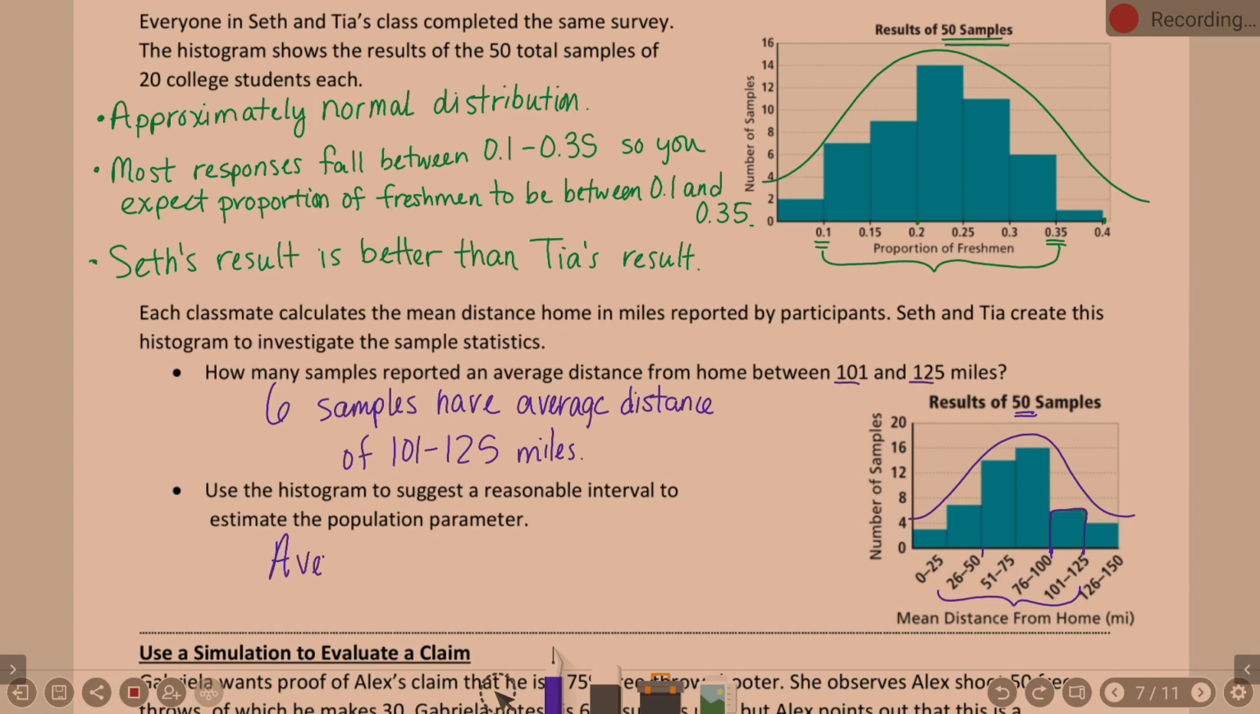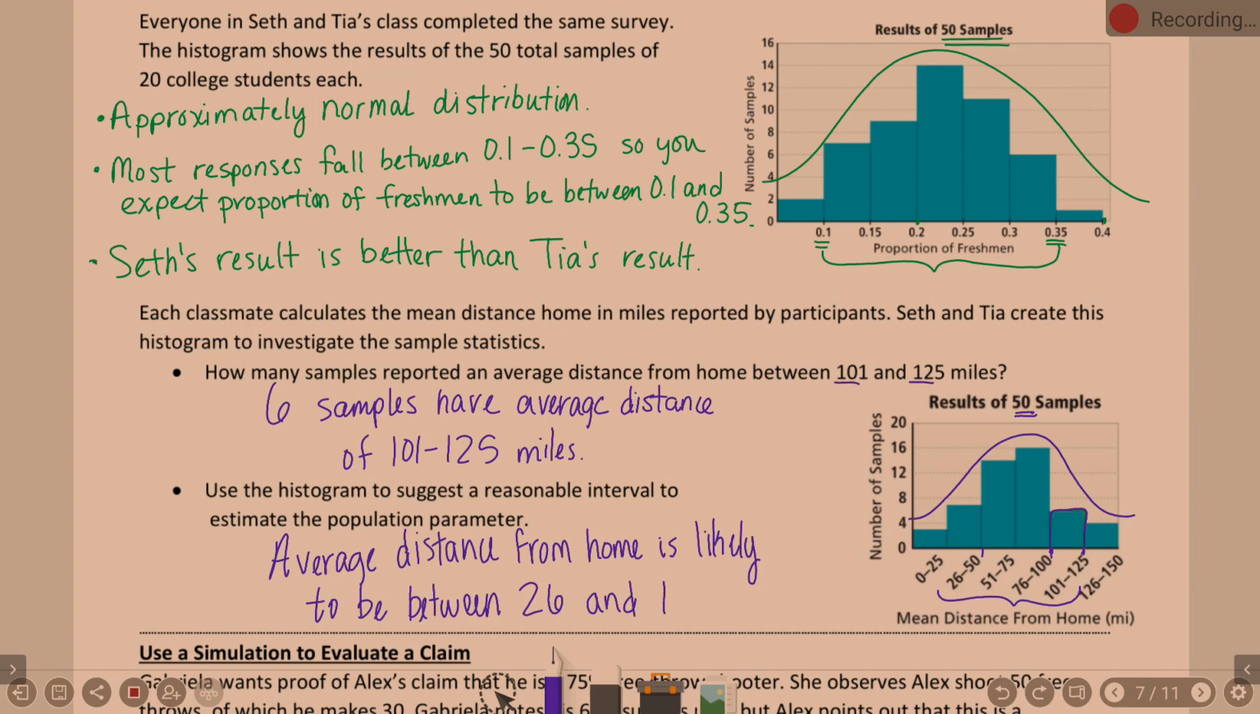I have written down: the average distance from home is likely to be between 26 and 125 miles.